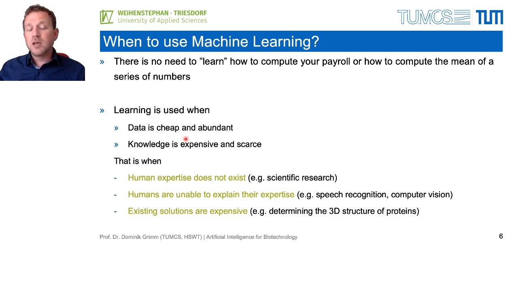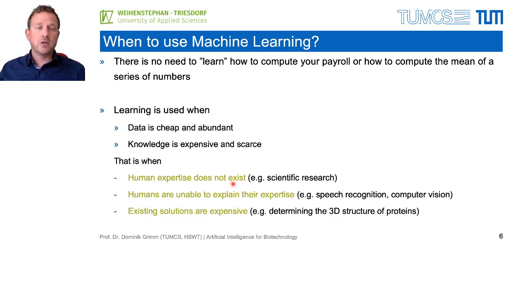So when data is cheap and abundant and expert knowledge is expensive and rare, then we would like to learn from data. So when is this given? For example, that is when human expertise does not exist. Where does human expertise not exist?